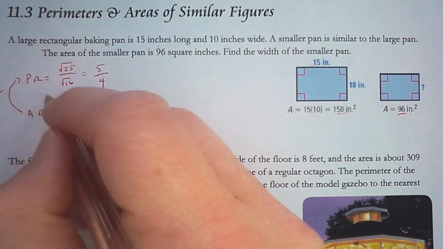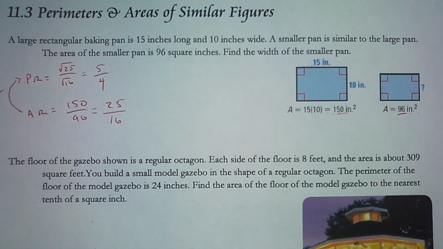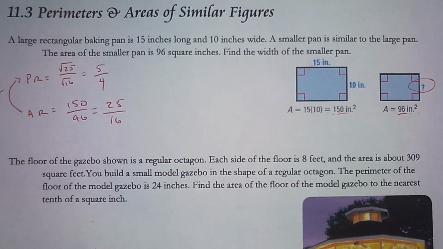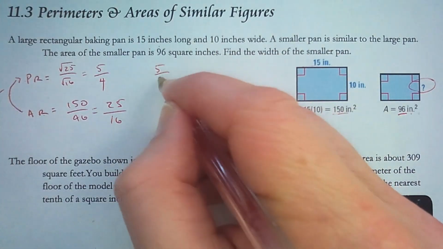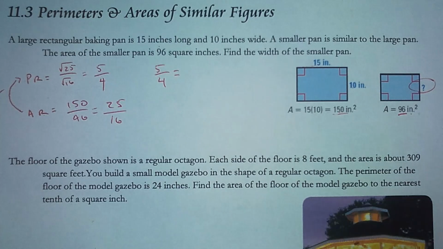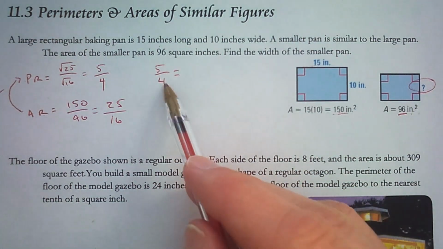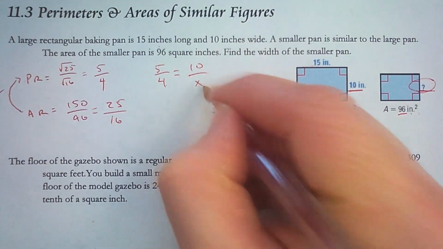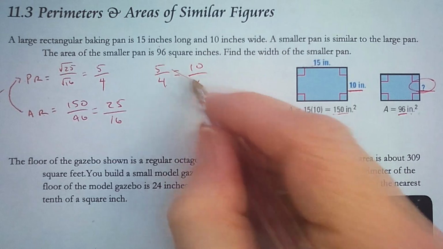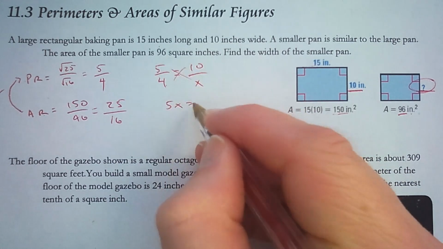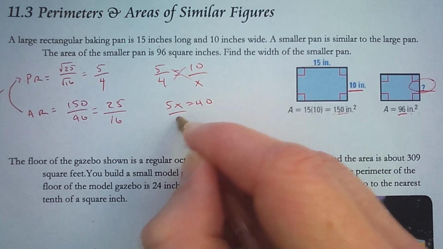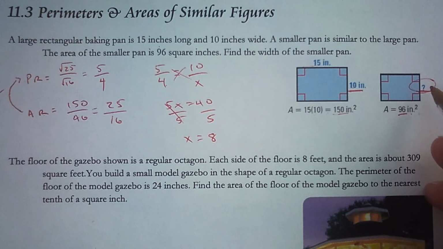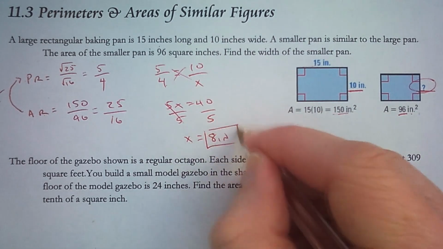And remember, the perimeter ratio is the same as the ratio of side lengths. So I can use this to find this missing side length. So I'll write my proportion as 5 is to 4 as, this is what I'm missing. I've got bigger over smaller, so I'm going to go bigger over smaller. 10 is to x. So my cross products are 5x and 40. And when I divide by 5, I get x equals 8. So the length of this missing side is 8 inches.